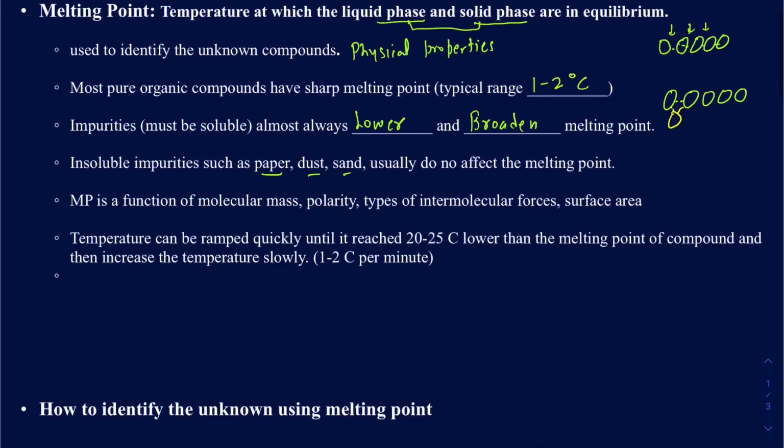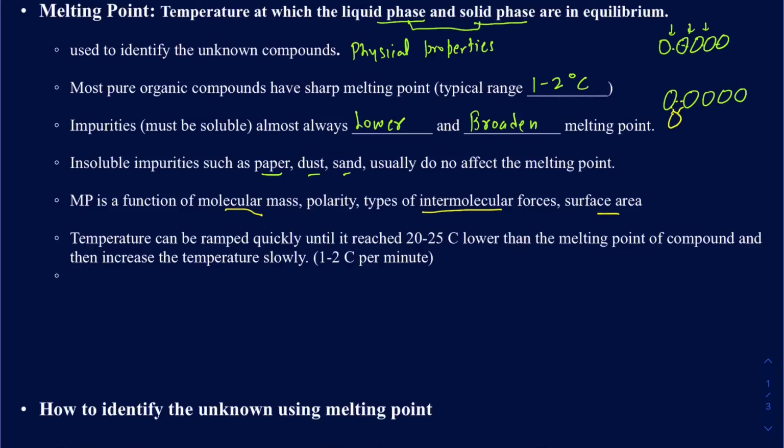The melting point is a function of molecular mass. The higher the molar mass, usually the higher the melting point. Polarity is a big factor, along with the type of intermolecular forces and surface area. They all determine what the melting point is going to be.